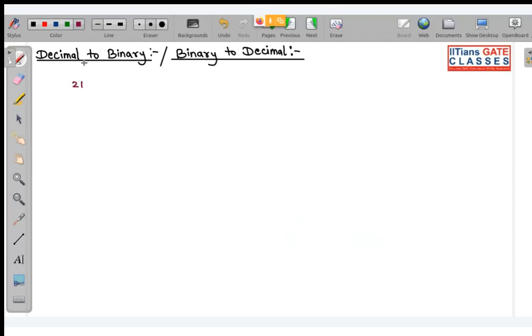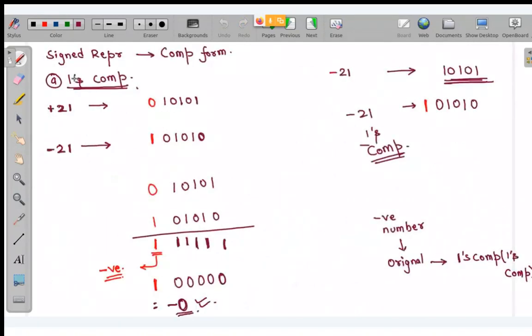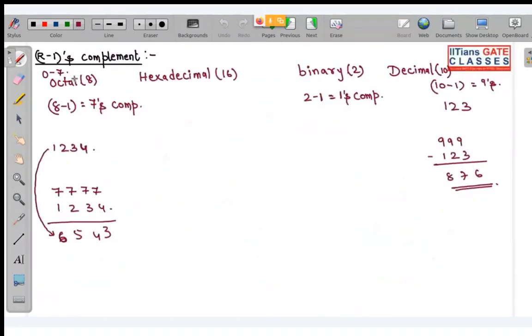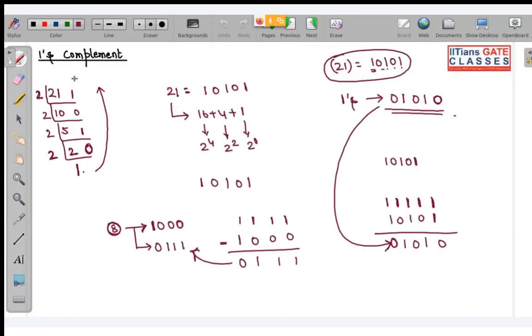What was the problem with one's complement? We have to discuss it. You said we'll start from the problems in one's complement and asked us to put the heading. Yes, I told you what the problems in one's complement are, for which we actually use two's complement.